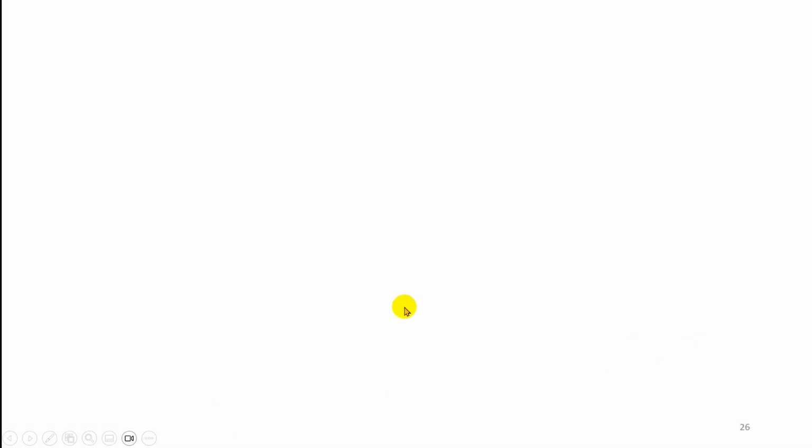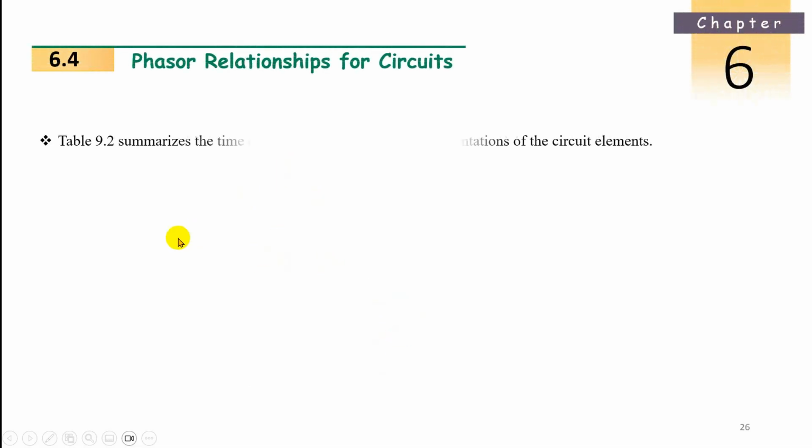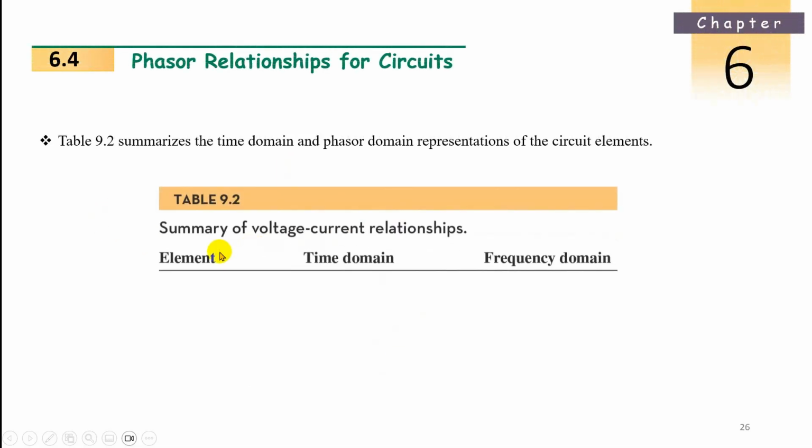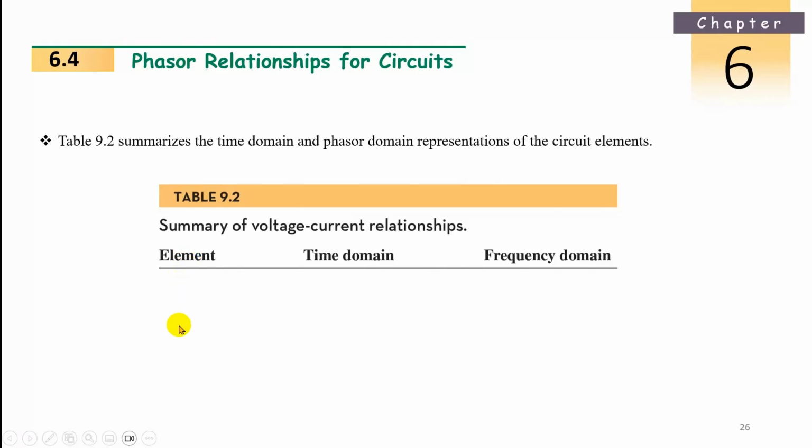Now these equations are there. If you don't want to remember how to derive them, you can just memorize them by heart. For that, I gave one table. Check it here, I summarized it. First, what are the elements we have? Resistance, capacitance, inductance. Now what is the equation in the time domain? What is the equation in the frequency domain? We'll see.